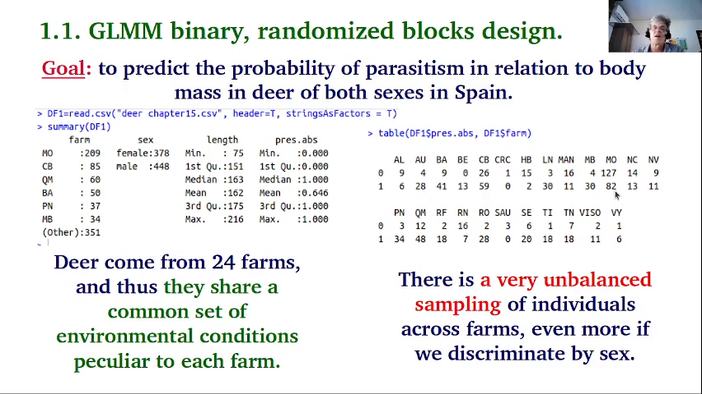Needless to say, for those farms for which we have very few data points, for instance these and a few others, we could not possibly aim to fit a binary GLM with such a small number of data points.